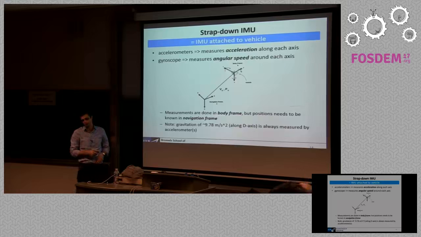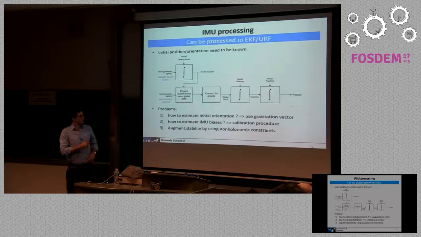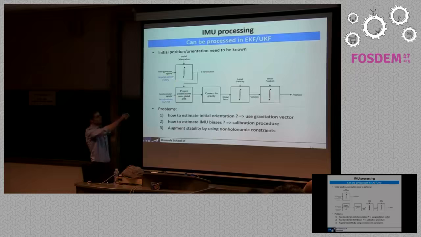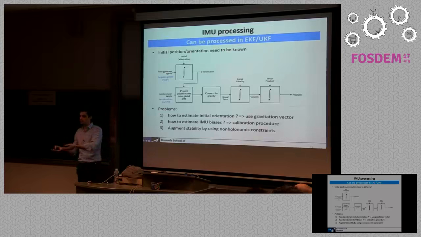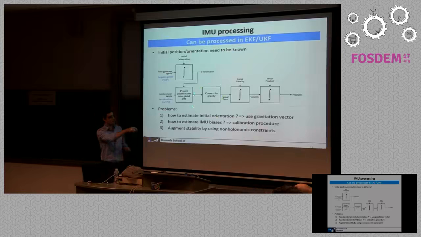And why is this a problem? Well, the whole IMU processing chain is as follows. You have your gyroscope signals, which measure angular speeds. You integrate this once, and you get your orientation, right? Then you use this orientation to project your acceleration signals from the body frame, the frame of the IMU, to the navigation frame, the absolute frame. And then you need to remove the gravitation vector, so you can measure the accelerations that are only due to the movement.